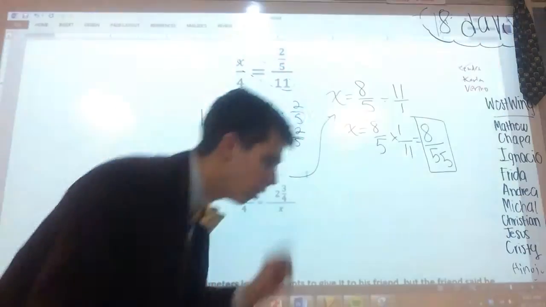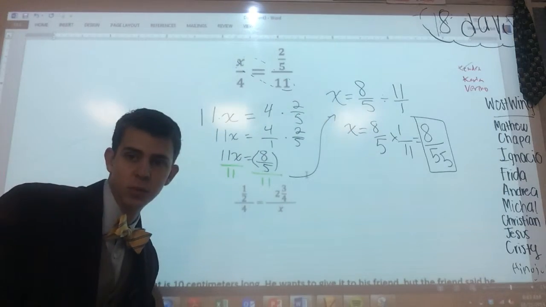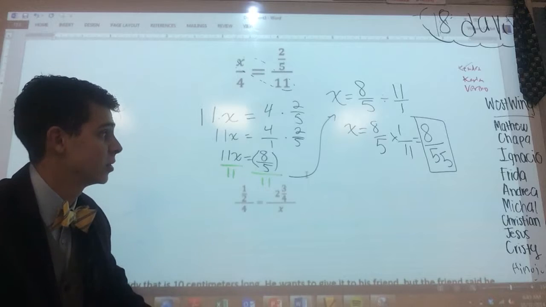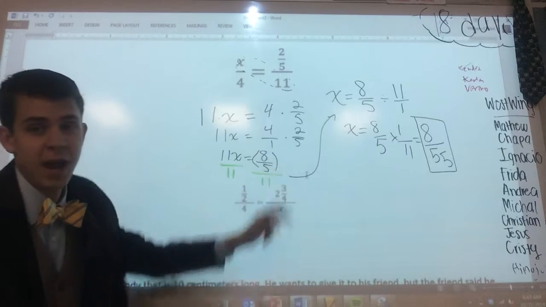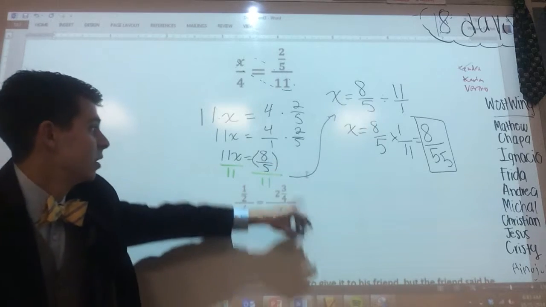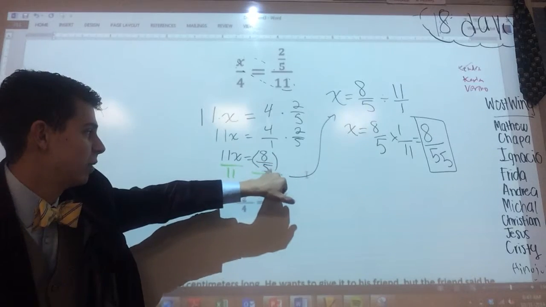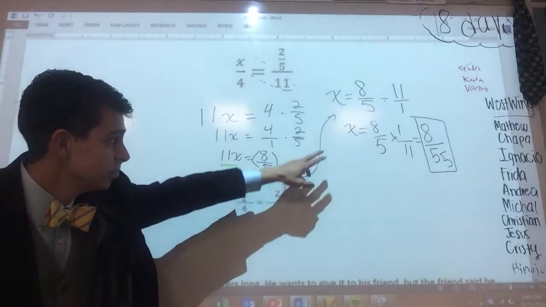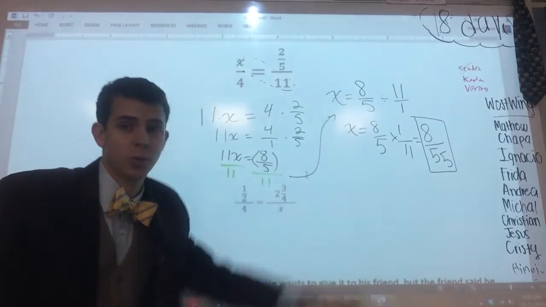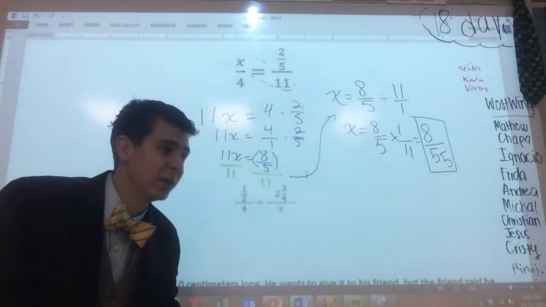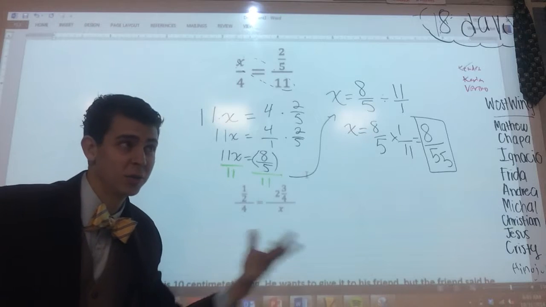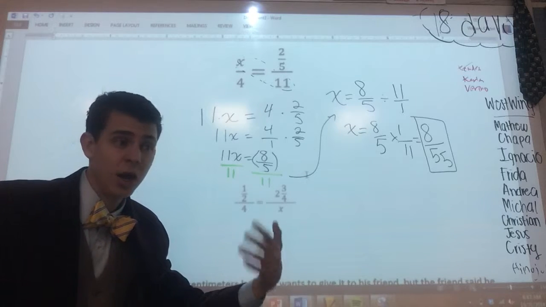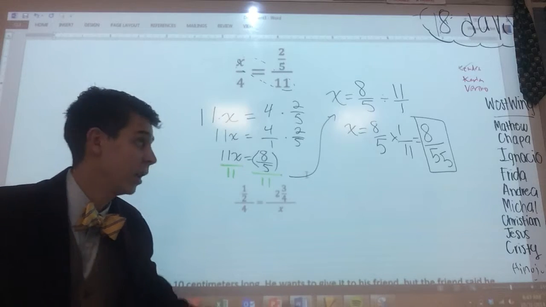Now, a lot of you I know like to use decimals because I think it makes a little bit more sense, but this would have been an absolute pain with decimals. This is 0.4, that's not too bad, but this right here turns into 1.6, multiplying 1.6 times 1/11, which is about 0.9, and it kind of goes on. I think it goes on forever. It's a rational number, but it goes on forever, so it's going to be a pain.